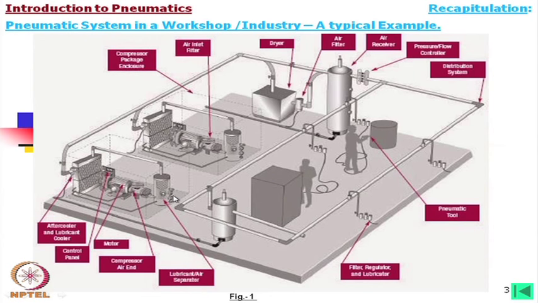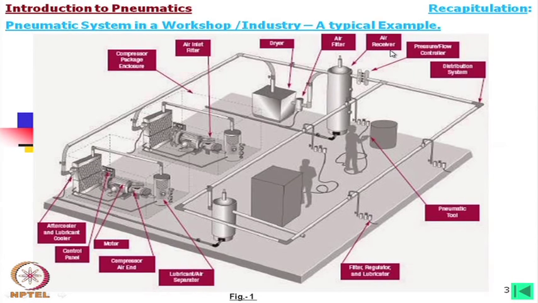Maybe a moisture separator or lubricator separator also, I do not know exactly why this separator is also used for lubricating. This water separator is definitely used. Now, this is the main tank and this is the dryer; a single dryer is there.